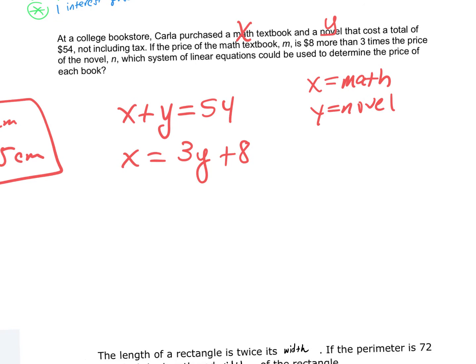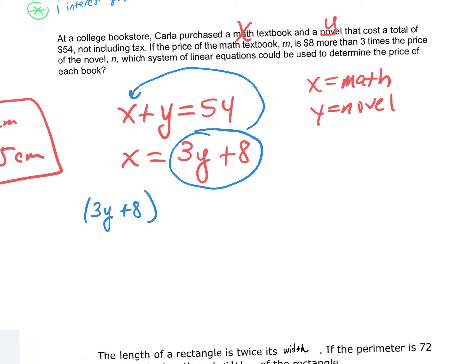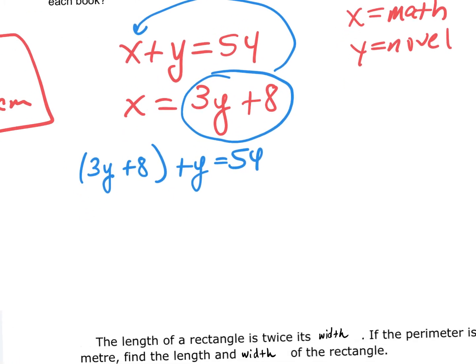So now, can we easily solve this? What would we do? I'm going to take 3y plus 8 and plug it right in there for x. So I have 3y plus 8 plus y equals 54. Do I have any negative signs that I have to distribute? No, so I'm just going to combine like terms. What's 3y and 1y? 4y plus 8 equals 54.